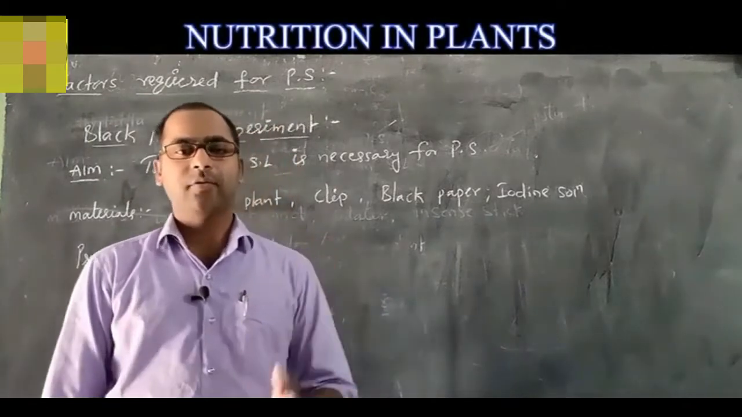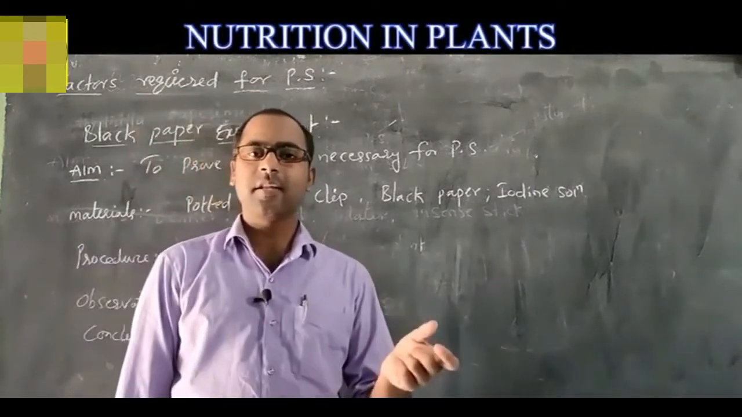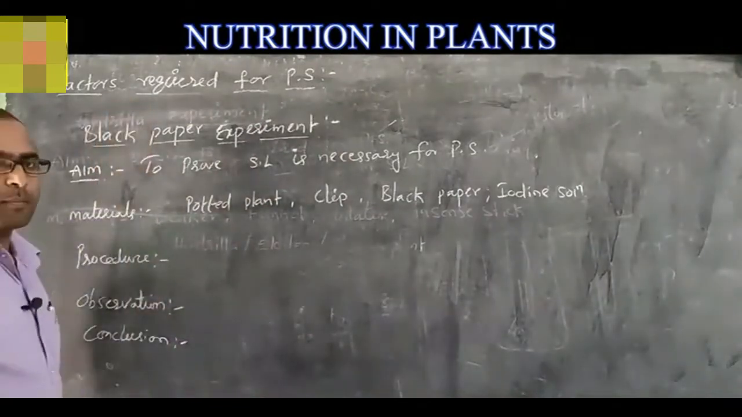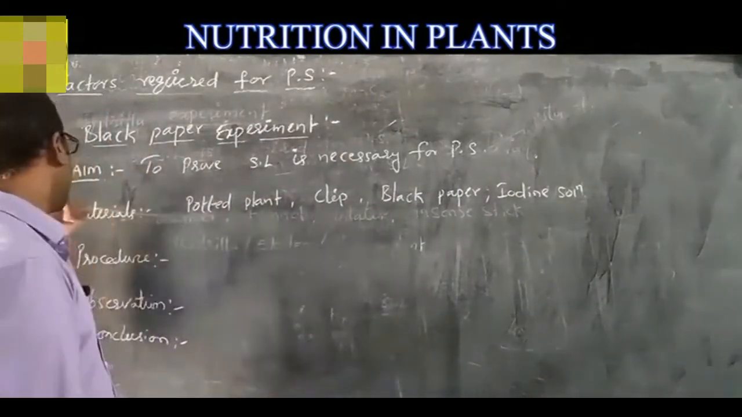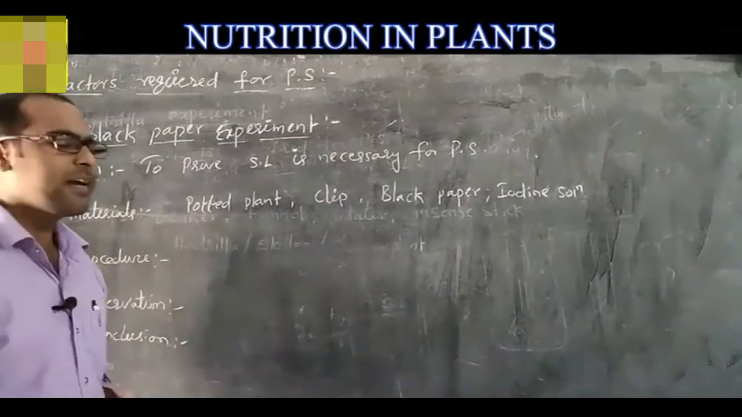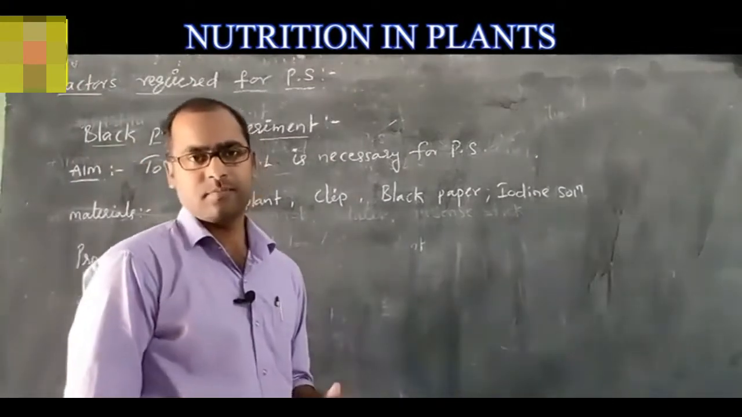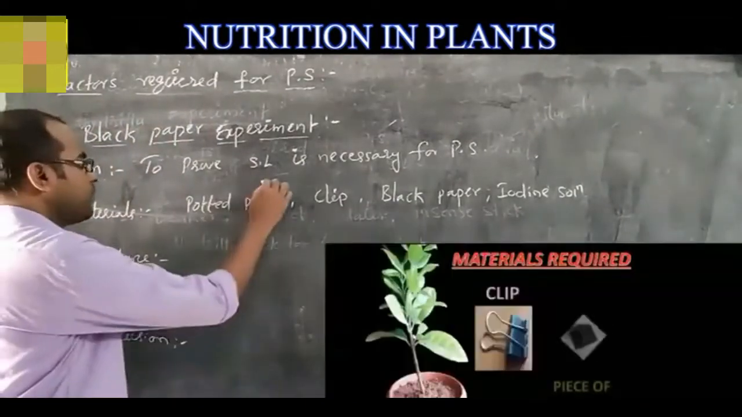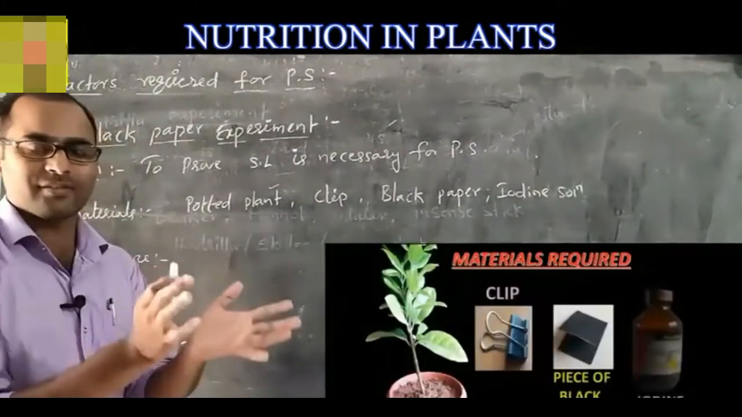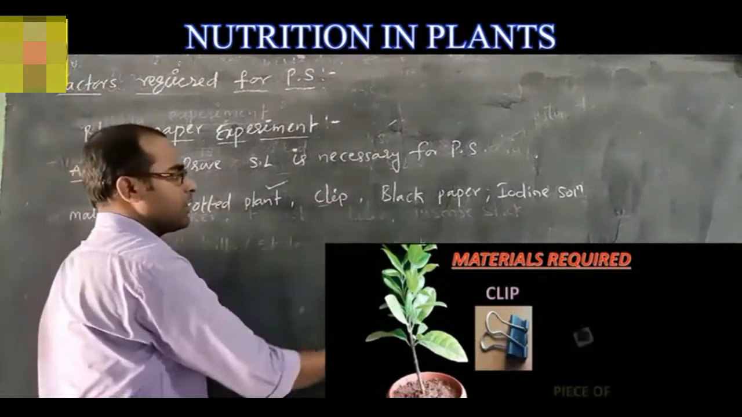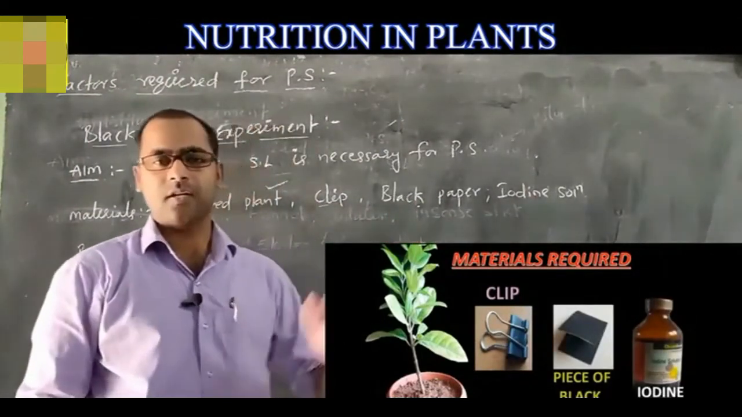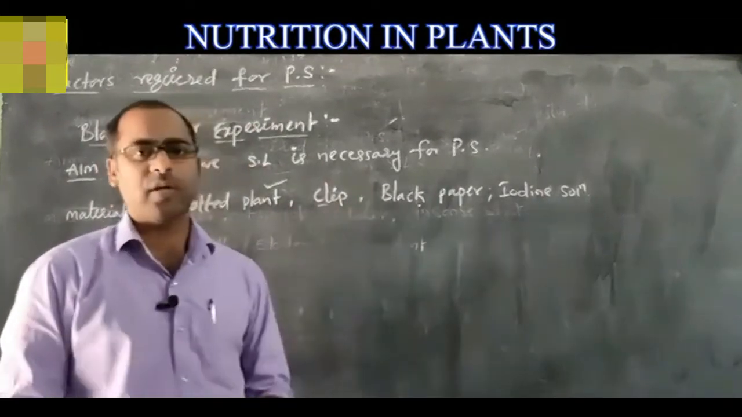Let us perform another activity to prove that sunlight is necessary for photosynthesis. The black paper experiment. What is the aim of this experiment? To prove sunlight is necessary for photosynthesis. So for this, what are the materials we need? We need a potted plant with broad leaves, a clip, black paper, and iodine solution to test for starch. These are the materials we require.